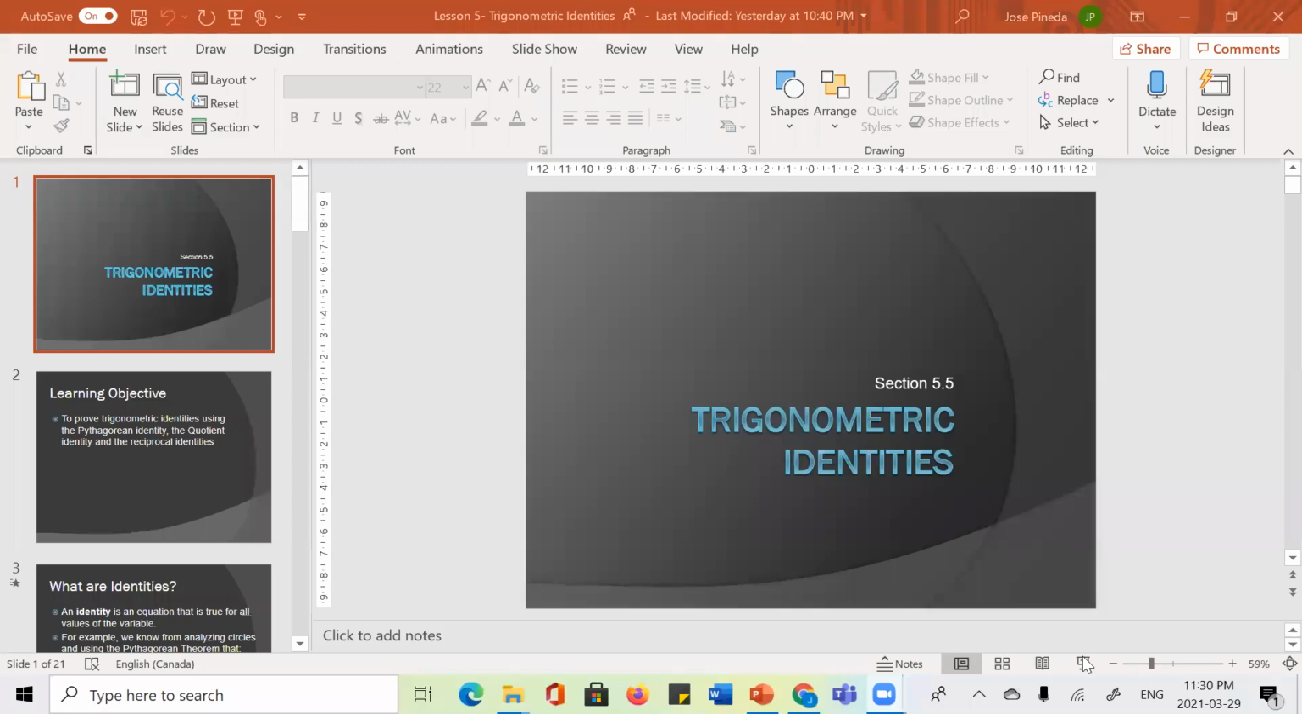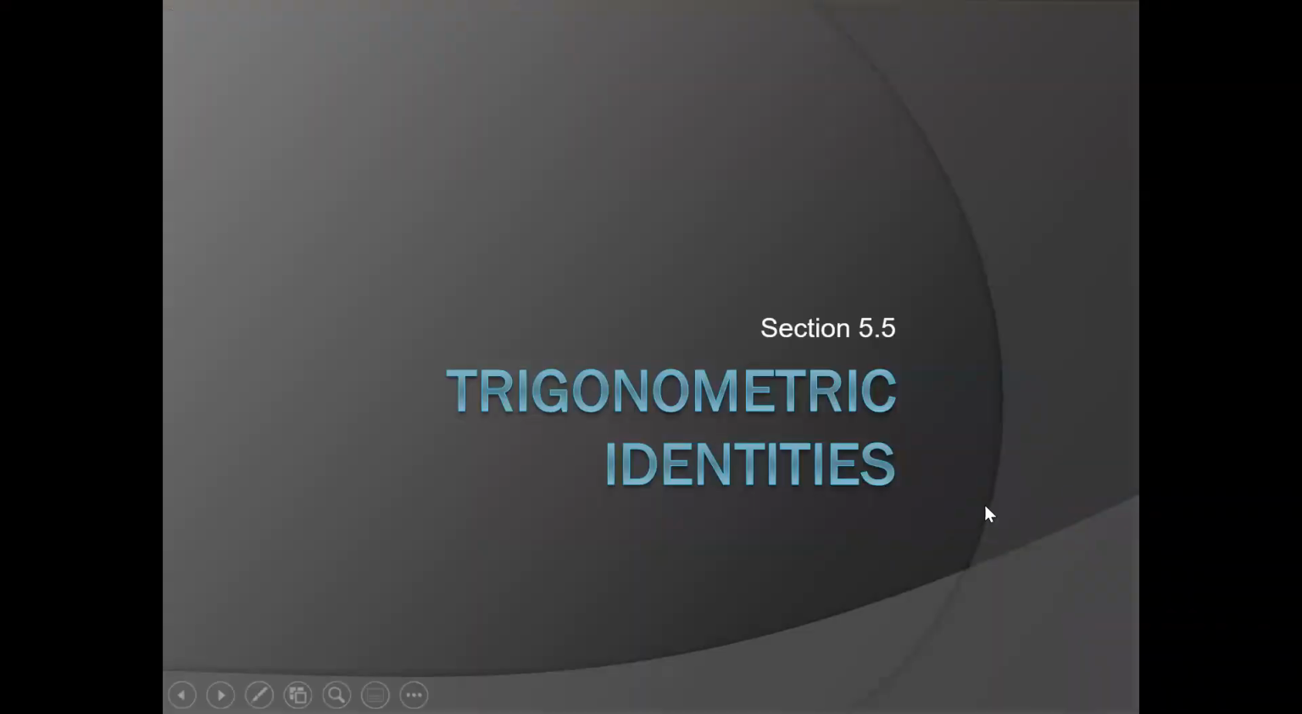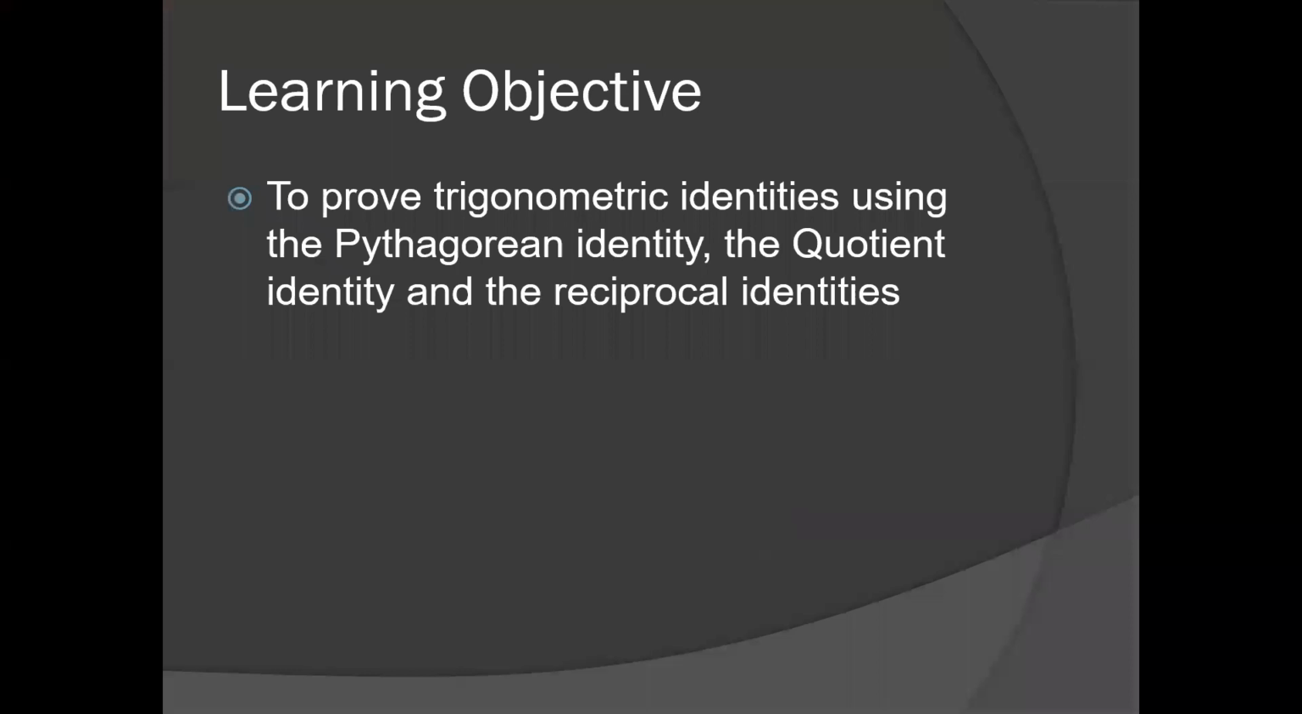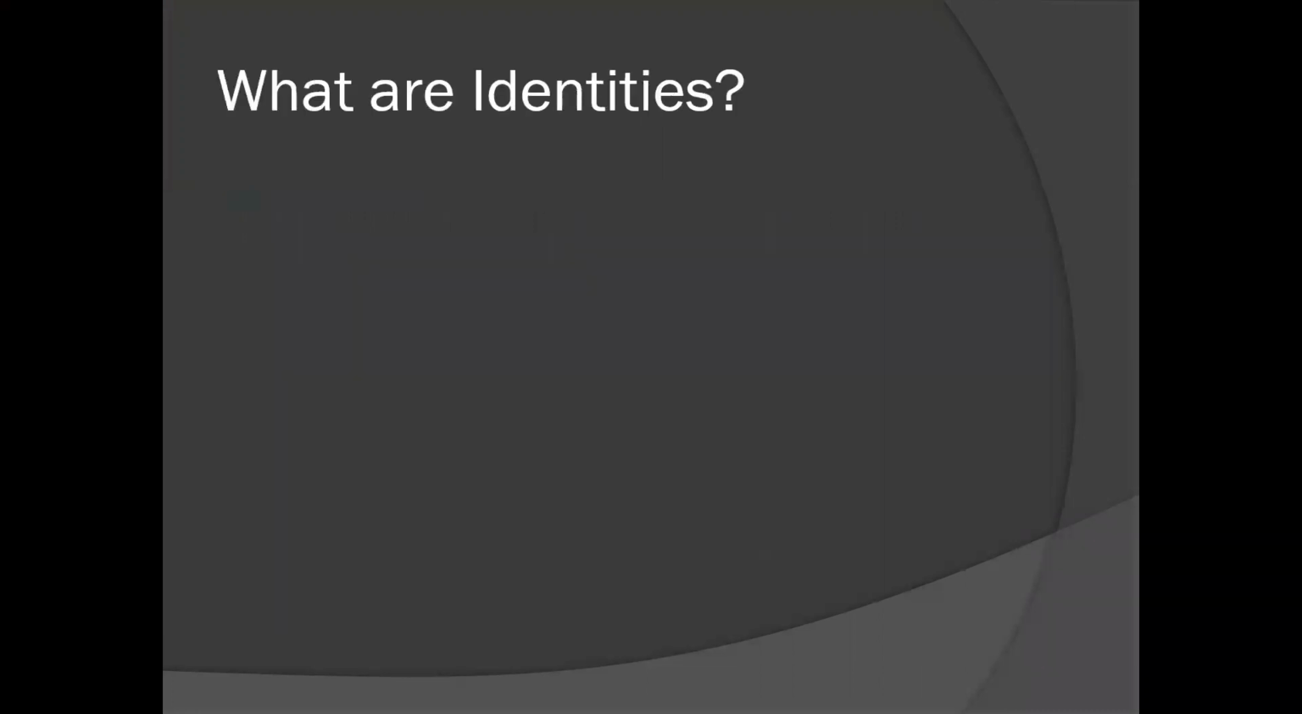Hey, great hands. So now we're going to go over lesson 5 of unit 5. So trigonometric identities, we're just moving on to lesson 5 now. So the learning objective, obviously, is pretty simple. We're going to be learning how to prove trigonometric identities using the Pythagorean identity, the quotient identity, and then the reciprocal identities as well. So first of all, let's start with the main definition.